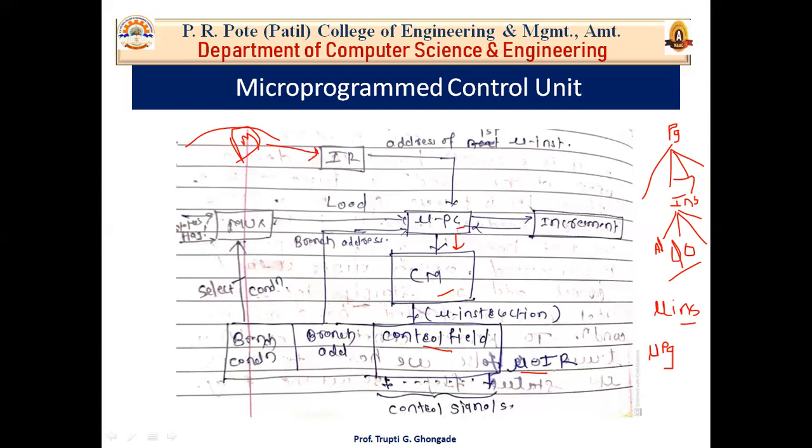Now if there is a conditional branch, then depending upon whether the condition is true or false: if the condition is true, the branch address will be loaded. If the condition is false, we don't have to jump, and the microprogram counter will get incremented in a sequential manner. So the option is either you load the branch address, or simply increment your microprogram counter. That will be decided based on the condition.